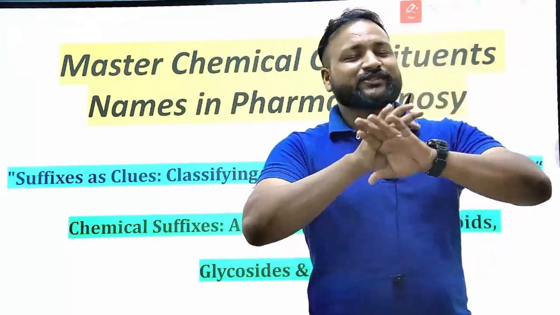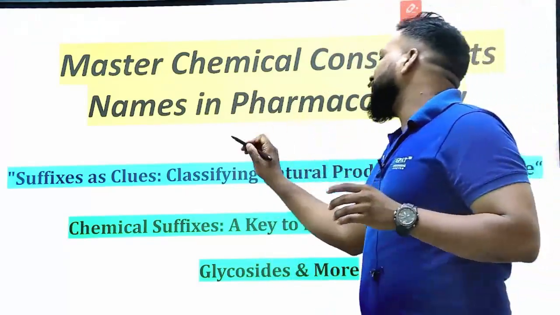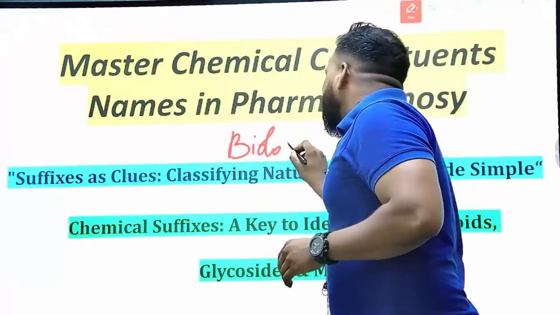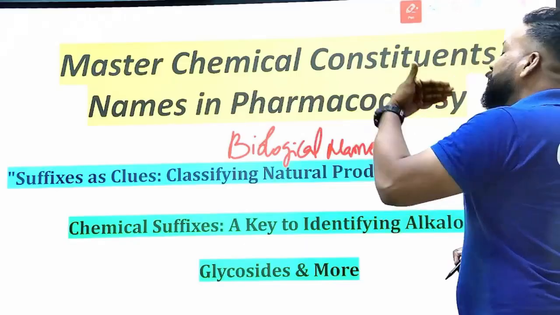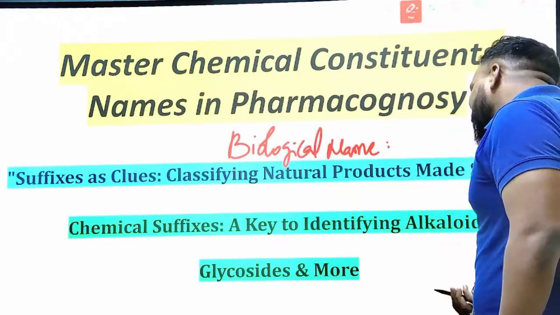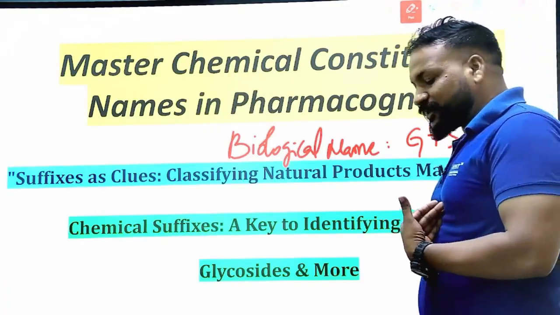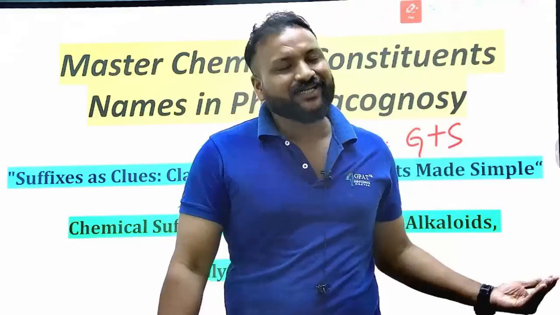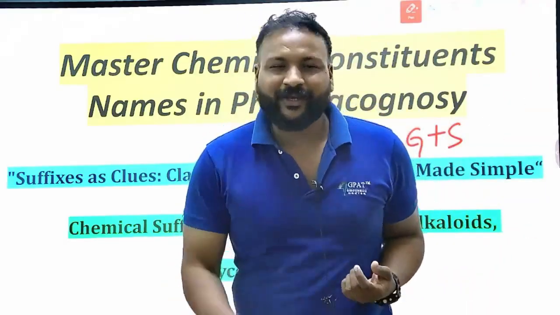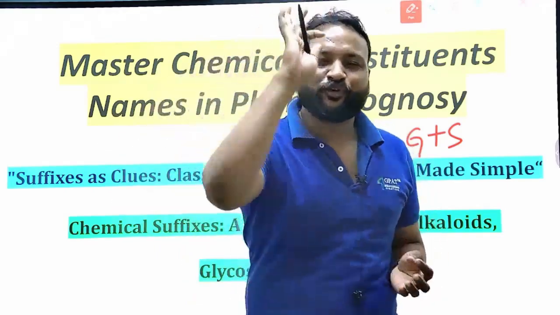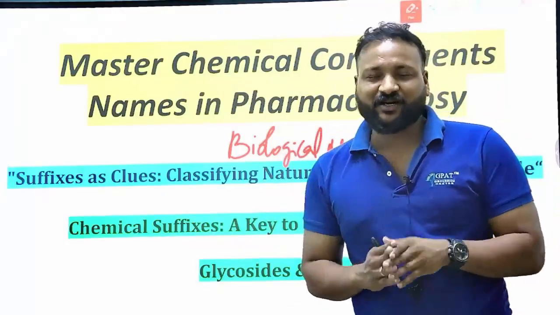Before that, let me make it very simple. Not only plants, all living organisms have a biological name, the binomial nomenclature, with a genus and species name. Even we have a genus and species name: Homo sapiens, where Homo is the genus name and sapiens is the species name. Like how plants have a genus and species name. If you remember the biological name of the plant, the game is very easy. It's like a cakewalk for you to remember the chemical constituent name.